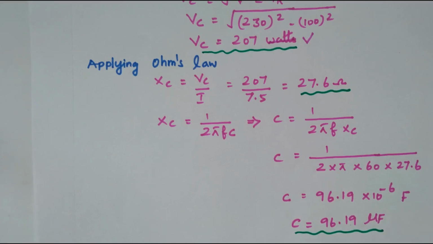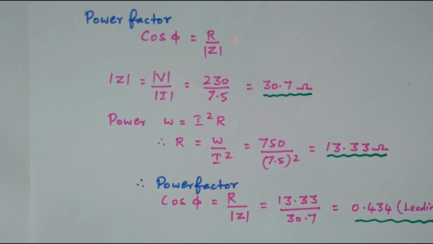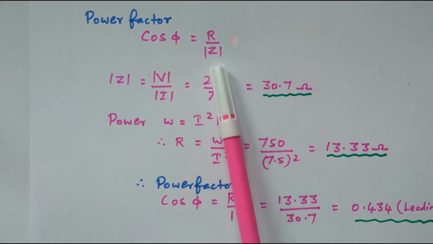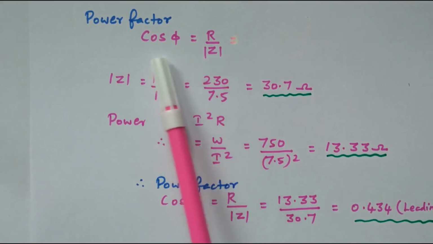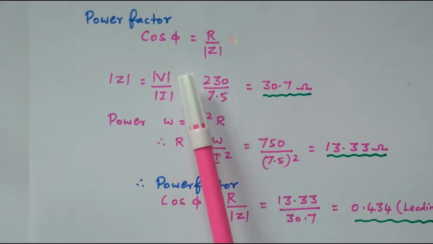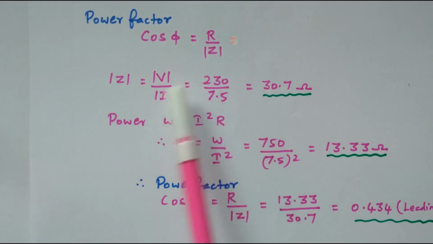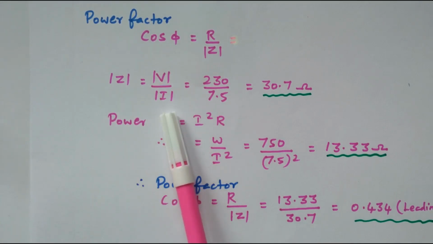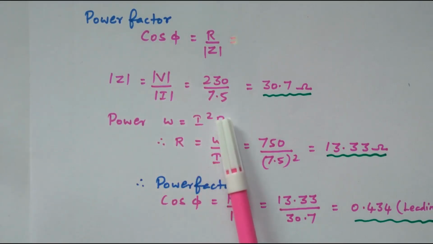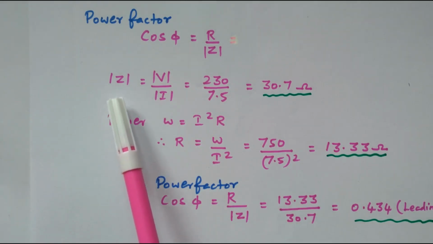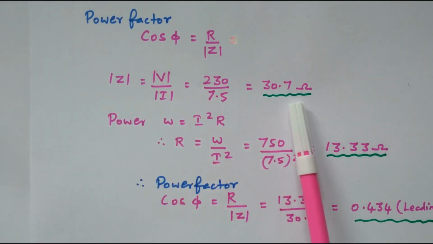Now we'll go to the power factor. Power factor is nothing but cos phi, which is equal to R divided by Z. From the impedance triangle we can find this relation. First we will find the Z value. The R value is already known, but the Z value we need to find. Z is nothing but V divided by I. V is 230, divided by I, 7.5, that is 30.7 ohm. So now we calculated the impedance value, 30.7 ohm.